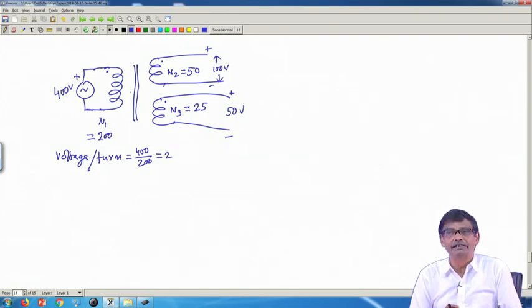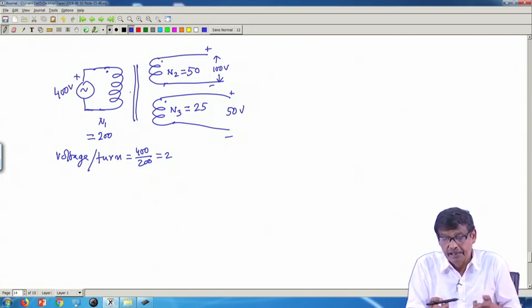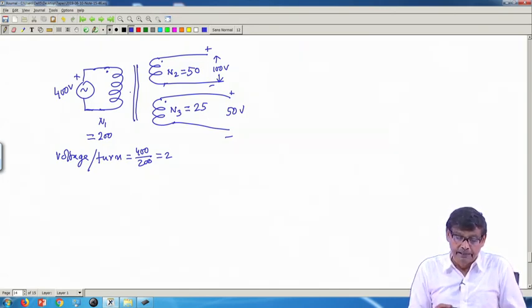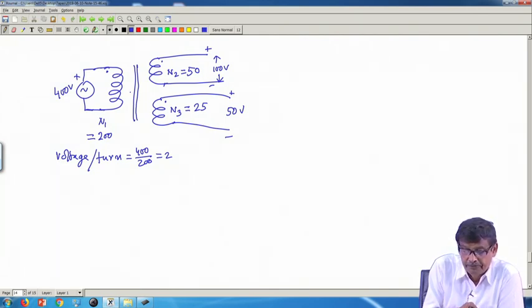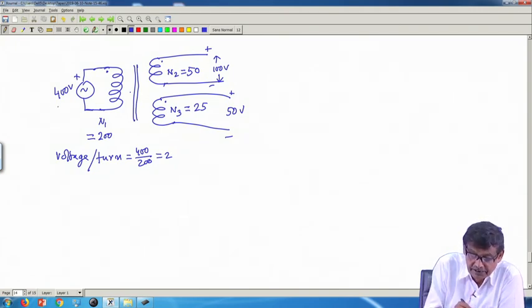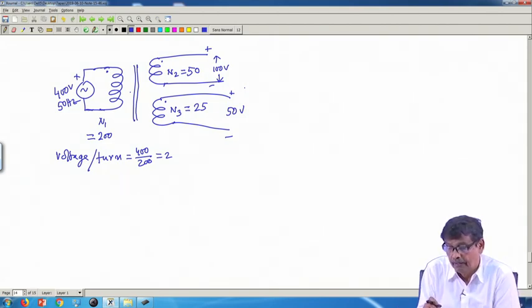So voltage per turn is a very useful concept in transformers, which remains the same in several coupled coils. Suppose the problem is like this: N1 is 200 turns, 400 volt is the applied voltage at 50 hertz, these are the dots, and the secondary terminals are open circuited. I can now supply two loads, one load demanding 50 volts and another load demanding 100 volt.